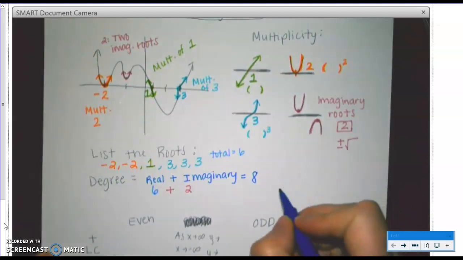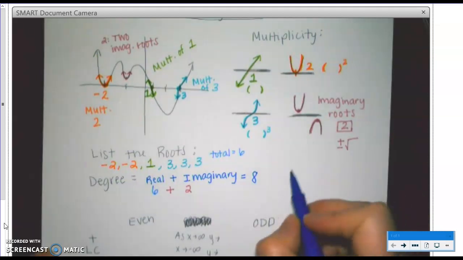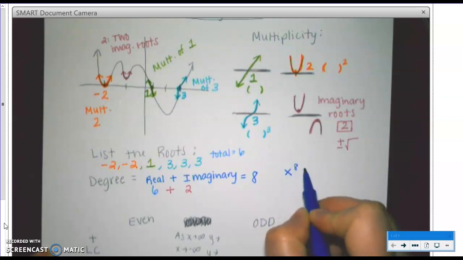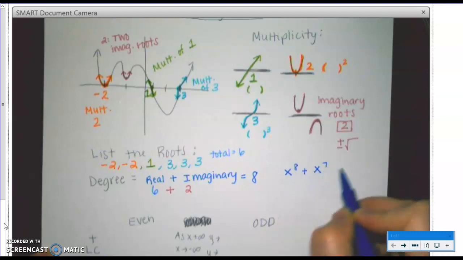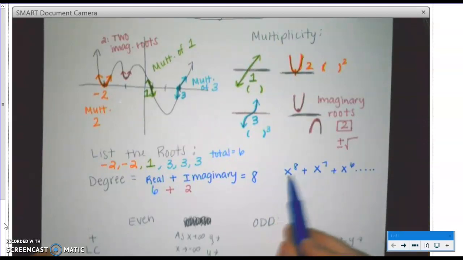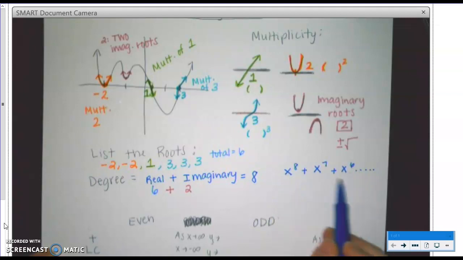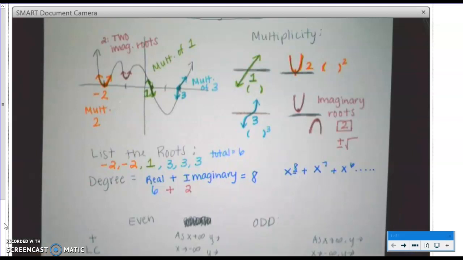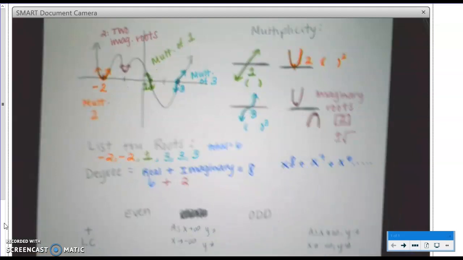If I knew what the equation was for this, it would be x to the 8th power, x to the 7th. I don't really know what this equation would be without doing the math. I mean, there could be plus and minus signs in here, and there could be numbers in front, but the degree is the highest exponent when it's in standard form, so that's how I'd be able to tell.